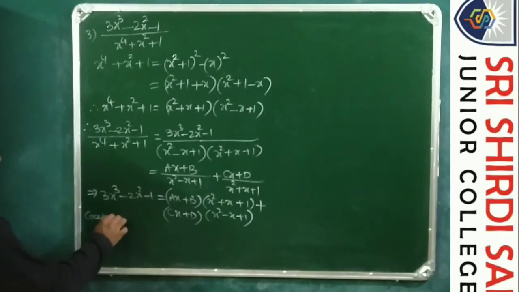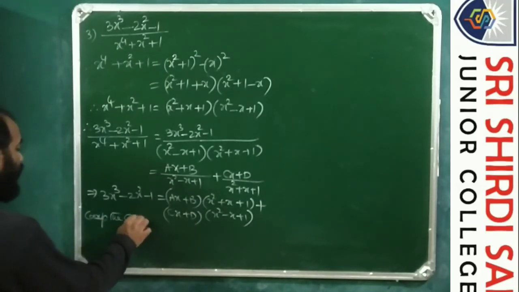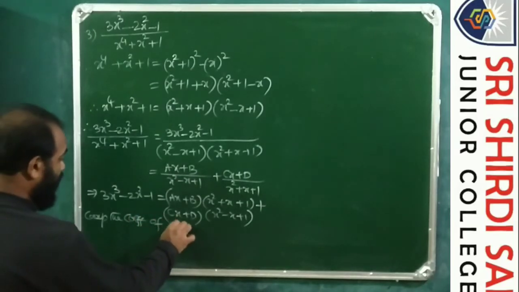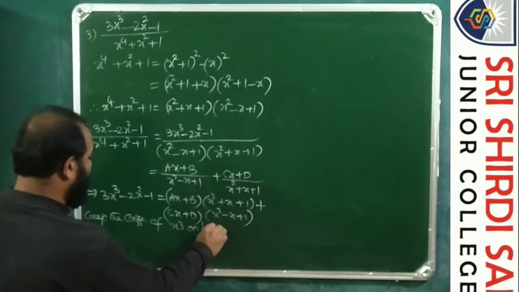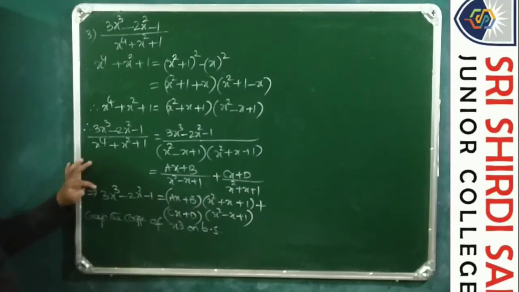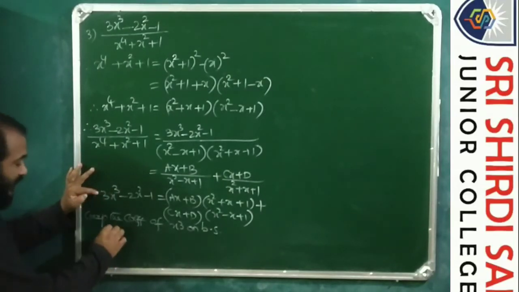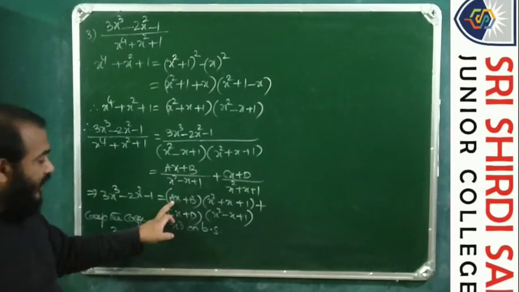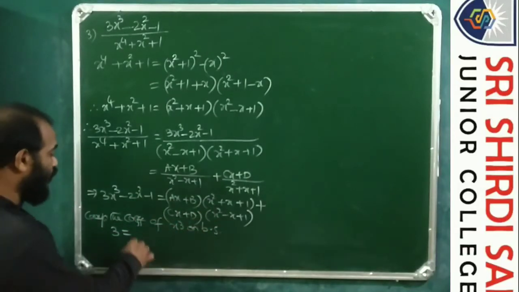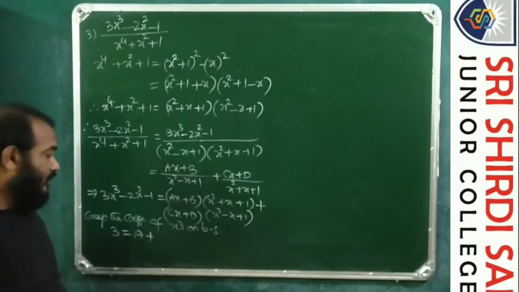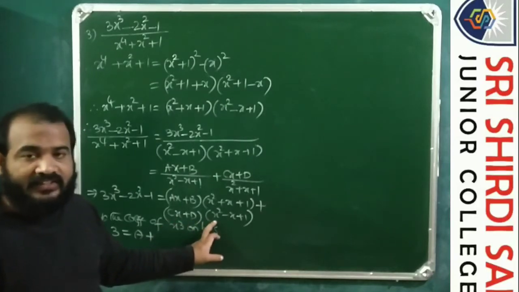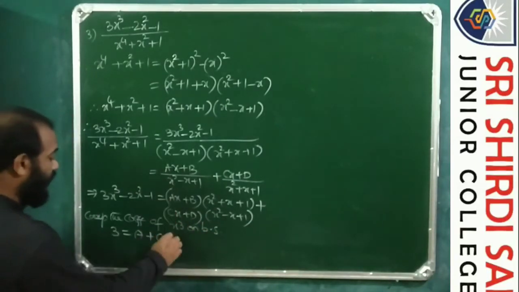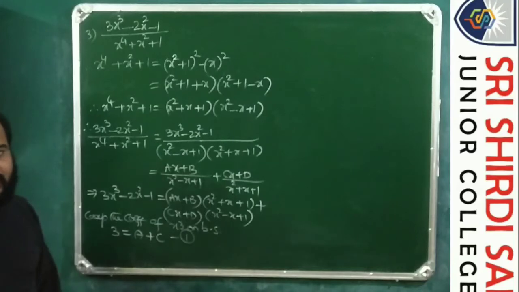Now, comparing the coefficients of x cube on both sides. So, here the coefficient of x cube in the LHS is 3. So here ax into x square, x cube coefficient is a, plus cx into x square, x cube coefficient is c. So let us consider this to be the first equation.